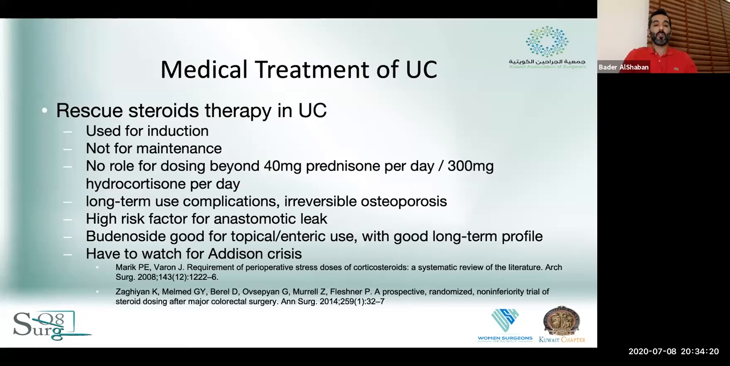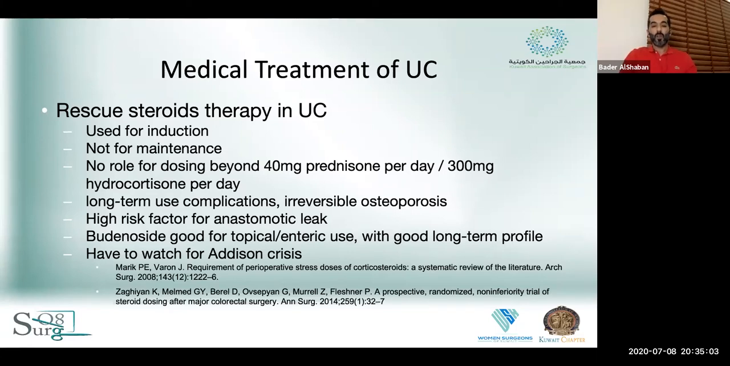But an important thing to know is that osteoporosis is an irreversible, unfortunate complication, unlike most other complications that do reverse once we wean the patients down. It is the drug with the highest risk association of perioperative anastomotic leaks, and that must be taken into consideration with your surgical decision making. And out of all the steroids that we may use, budesonide has a good topical enteric use, but it is really limited to mild ileal disease, and I really haven't seen it being used in UC patients.